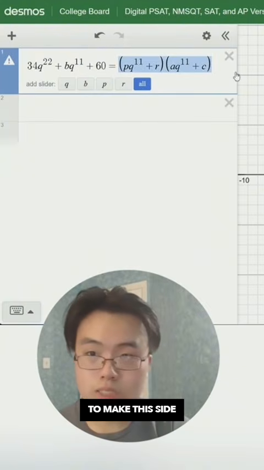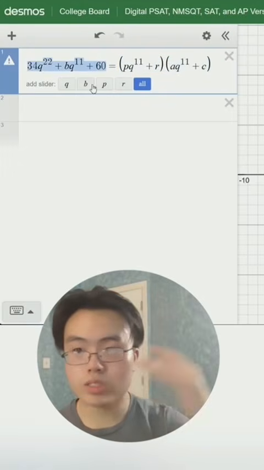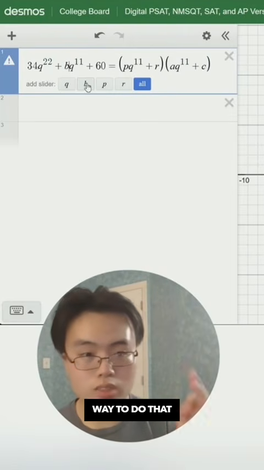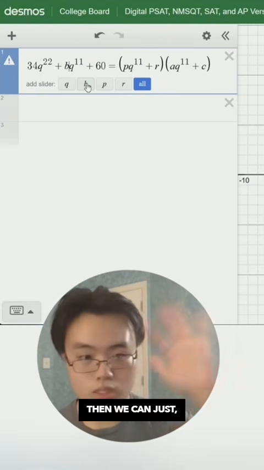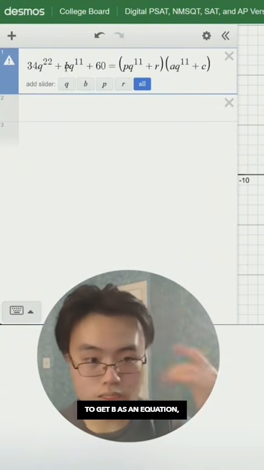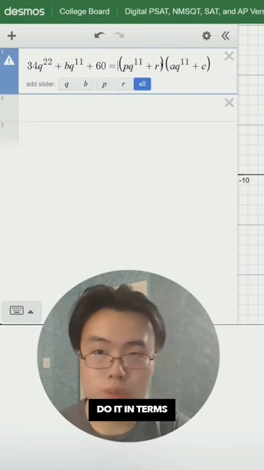And then we want to make this side the same thing as this side, because our goal is to maximize b, right? That's what it says in the question. When you find the greatest possible value of b, I think the easiest way is to get b equals some kind of equation. Then we can see what the highest value for b is. So let's first get b as an equation, like b equals something, and we should do it in terms of p and r.